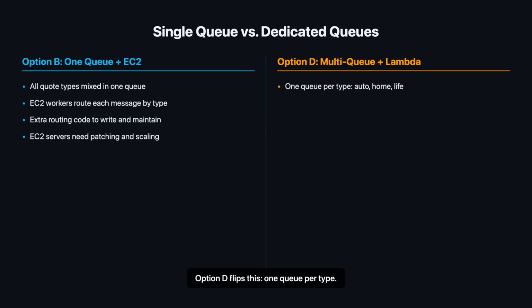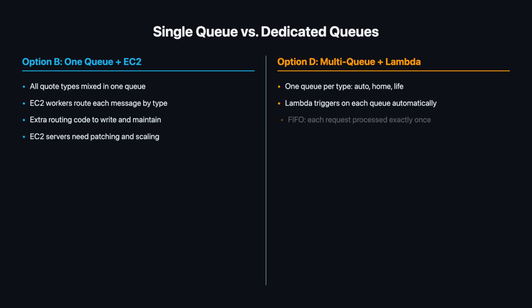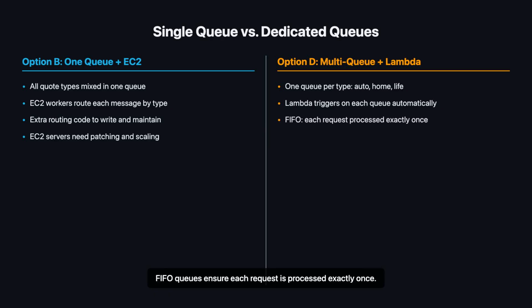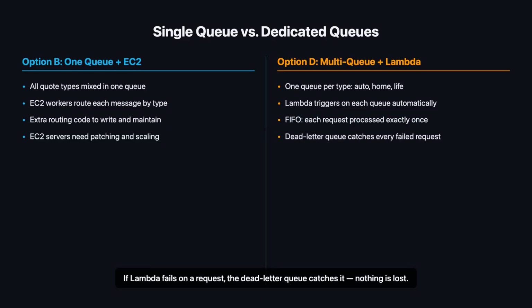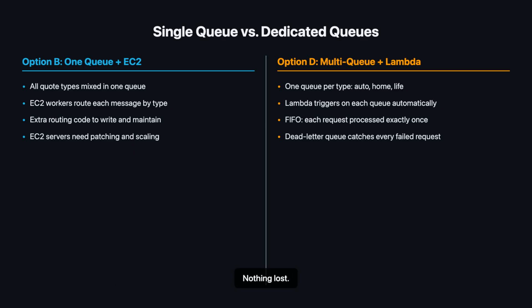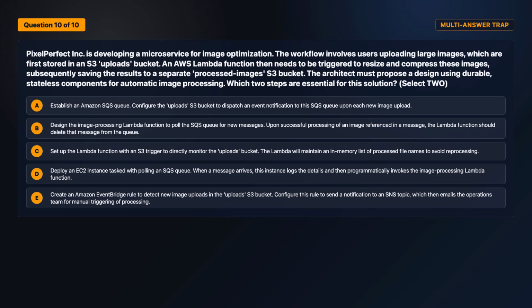Option D flips this. 1 queue per type. Lambda fires automatically when a message arrives. FIFO queues ensure each request is processed exactly once. If Lambda fails on a request, the dead letter queue catches it. Nothing is lost. No routing code, no servers, nothing lost. That's why D wins. Now, question 10.